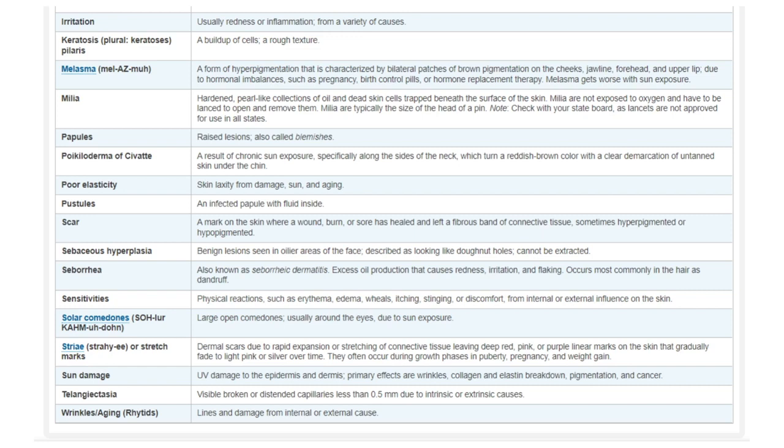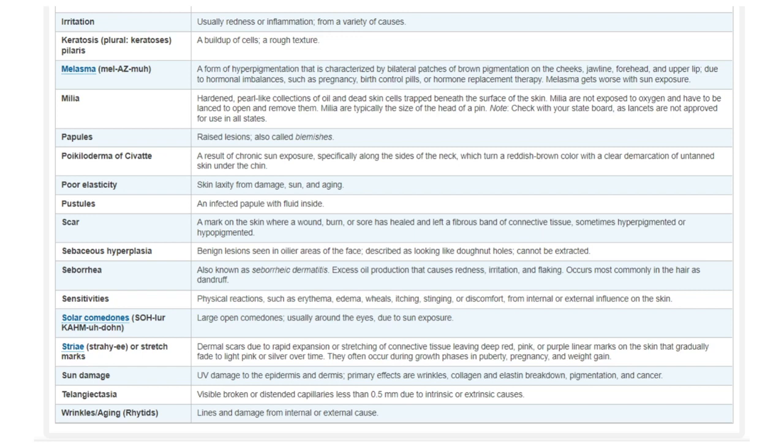Melasma: a form of hyperpigmentation that is characterized by bilateral patches of brown pigmentation on the cheeks, jawline, forehead, and upper lip, due to hormonal imbalances, such as pregnancy, birth control pills, or hormone replacement therapy. Melasma gets worse with sun exposure.